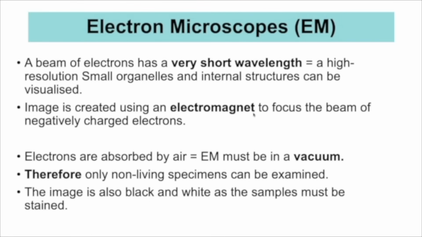Now you can't actually use living samples with electron microscopes, and that's because the air would absorb the beam of electrons. So your electron microscopes have to be used with a vacuum. So your specimen has to be in a vacuum so that the air doesn't absorb the electrons. The image is also in black and white, so you do have to add a stain to add any colour, or you can do that artificially afterwards.